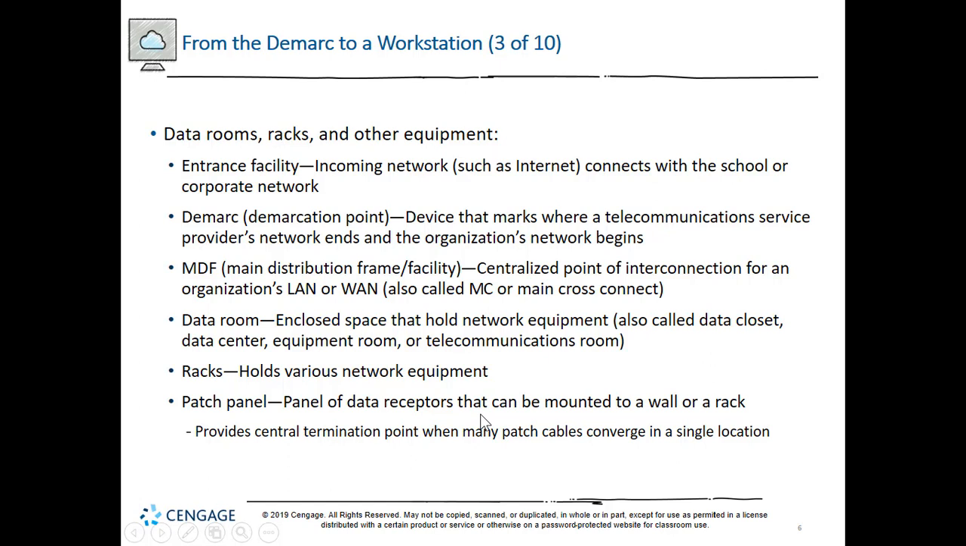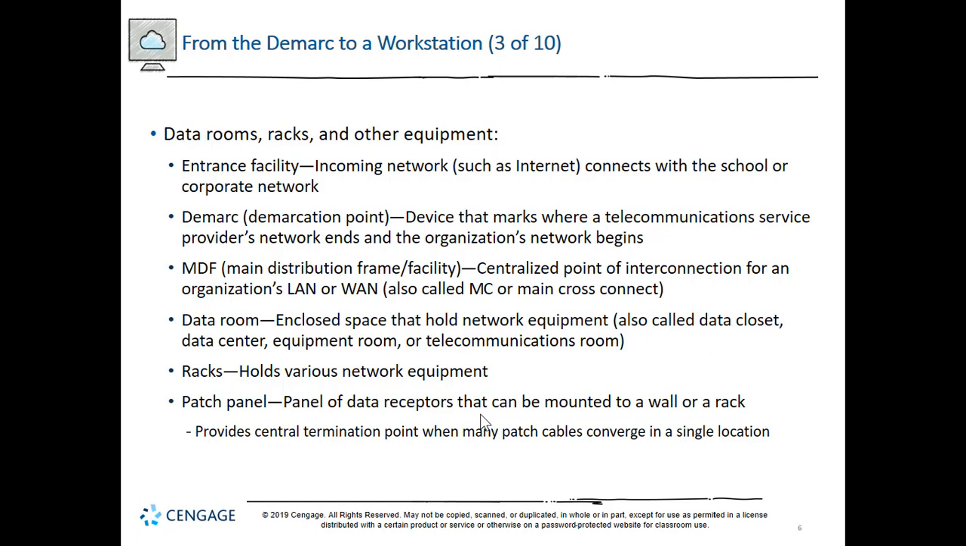Okay. Data rooms, racks, and other equipment. Okay, this is just a vocab section of what we need to talk about. The entrance facility, as I mentioned, is where the network or the internet connects to the school or to your campus or to your business. The demarcation point is where the telecommunications service has handed off the responsibilities to us. The main distribution facility is a centralized point of where everything will then span out in that star formation.